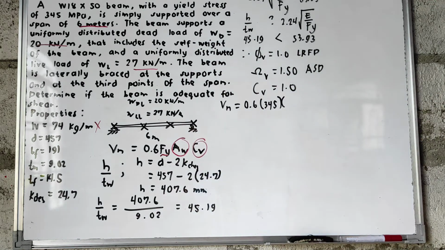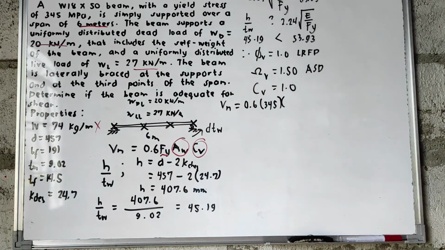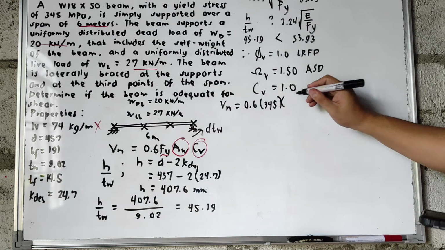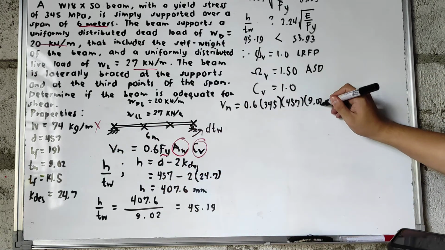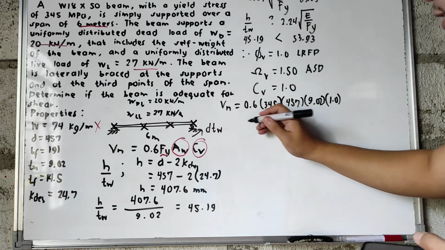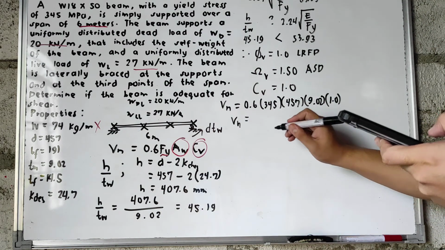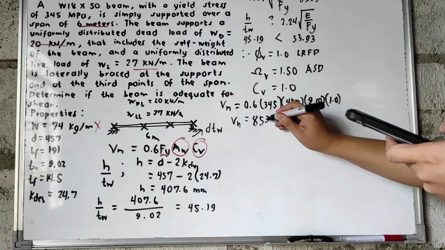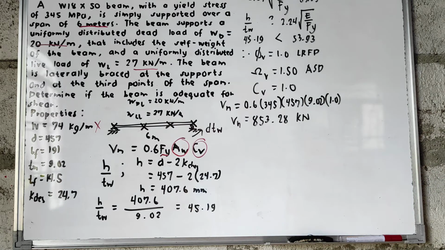So ang gagamitin natin dito is yung total depth multiplied by the thickness of the web. So we have a total depth of 457 multiplied by the thickness of the web na 9.02 multiplied by CV, which is equal to 1.0. So the value of your nominal shear strength, that is equal to 853.28 kilonewton.